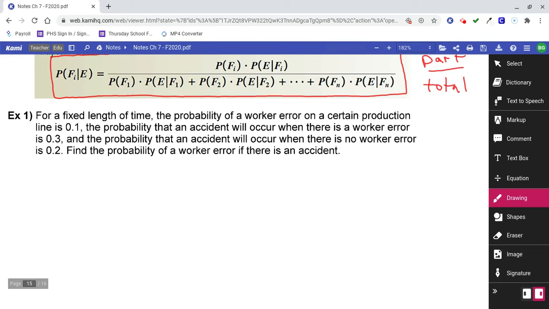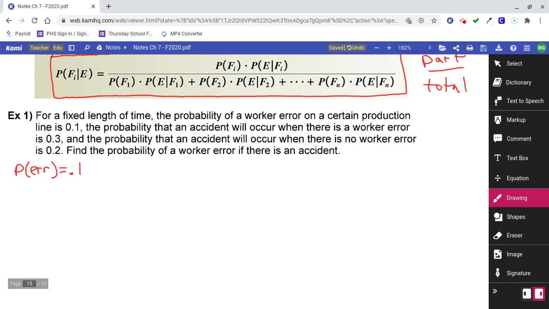All right, now, a lot of stuff going on here, a lot of words. One of my plans of attack on a story problem is to turn it into a non-story problem. So I'm going to go back through here and write down what they give me and try to take out all the words, all the context. So let's see what they've got. Probability of a worker error on a certain production line is 0.1. So the first sentence gives me this: probability of an error equals 0.1.